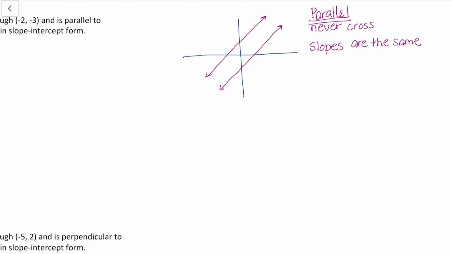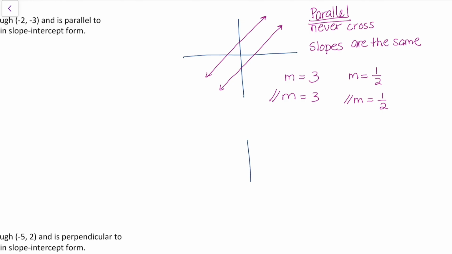So if the slope of one is 3, then the parallel slope, and we can use these two little lines to represent parallel, is also 3. If the slope is a half, the parallel slope is also half. So when they say these lines are parallel, what they're telling you is their slopes are going to be the same.